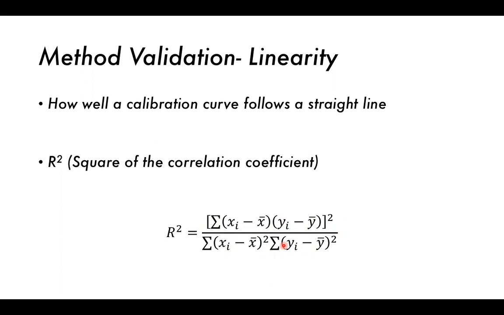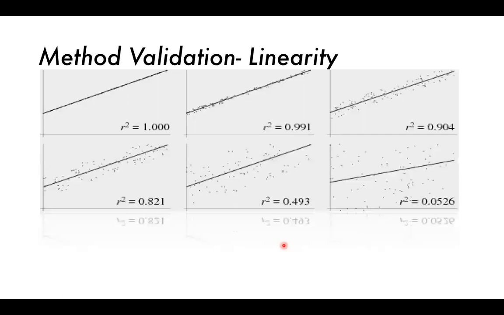We want this to be very close to 1 whenever we are producing our calibration curves, because this indicates that we have a very good linear response between the data and the concentrations. You can see a few different examples. We have here an R squared value of 1 because the data points are indistinguishable from the line. We have another high R squared value of 0.991, and in this case you can see that the linearity is still pretty good, but now you can see some of the data points around the line.